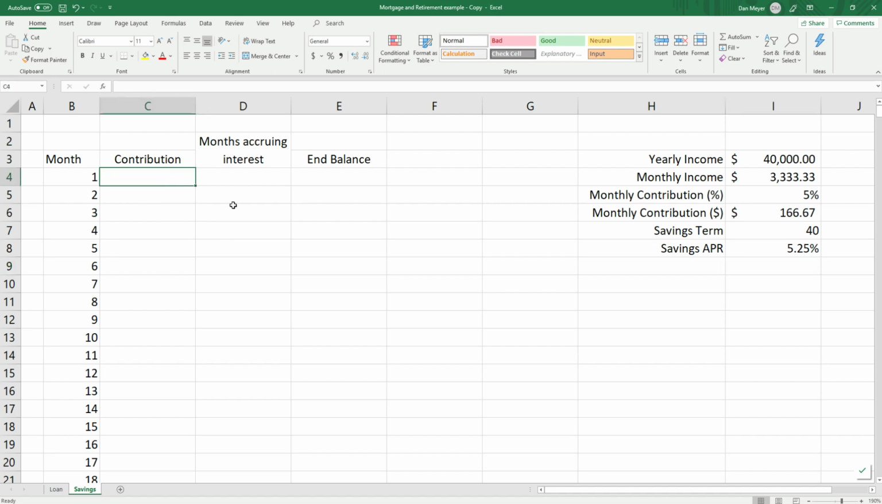So each month, they're going to be making this monthly contribution. By the way, I've already named all these cells. They're going to make the same monthly contribution every month. But like we talked about in the example in class the other day with the student loans, each contribution is going to earn interest for a different amount of time. So this first contribution, let's say we make it at the end of that first month.